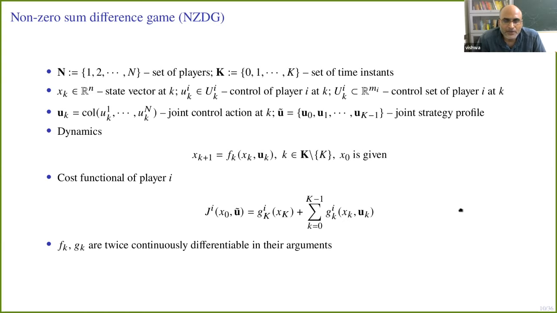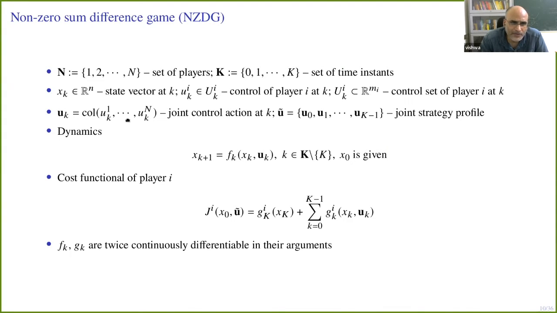So just to briefly summarize what a dynamic game is. Here I take the most simple dynamic game, which is given in a discrete time framework. But of course, the theory can work for differential games or even other variations of dynamic games. So I assume N to be the player set, K to be the set of time instants. Xk is a state vector at time instant K. Uk is a control of player I, and UKI is basically the control set of player I.